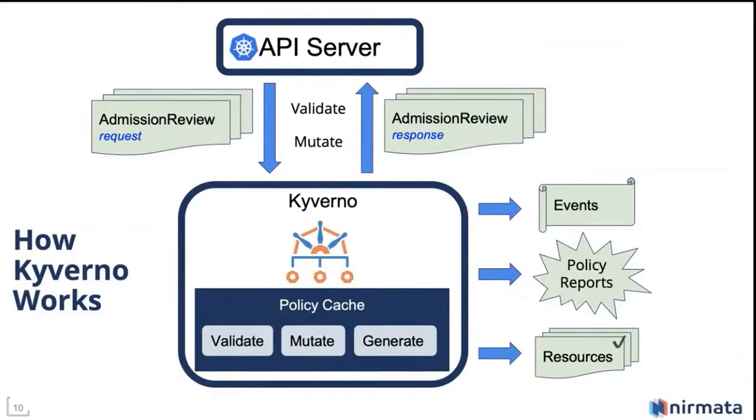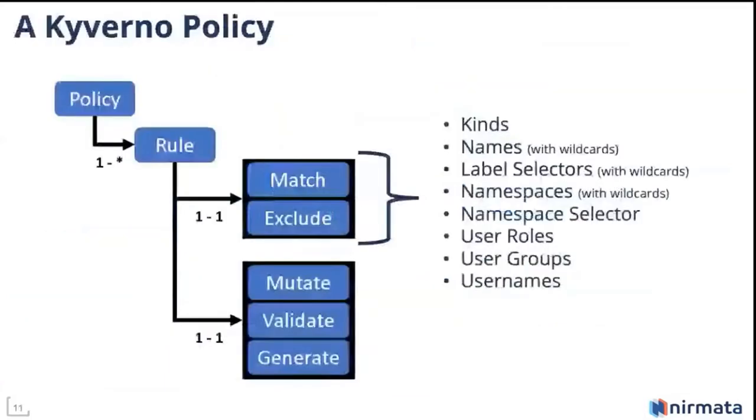The policies, depending on the configuration, may generate certain events or a policy violation. And then the response is sent back. If the policy is configured as audit only, then it's just in a report-only mode, and the request itself is not blocked. But if the policy is configured to validate and block, then the request can also be blocked if the policy fails. So this is really at a high level how Kyverno works in Kubernetes.